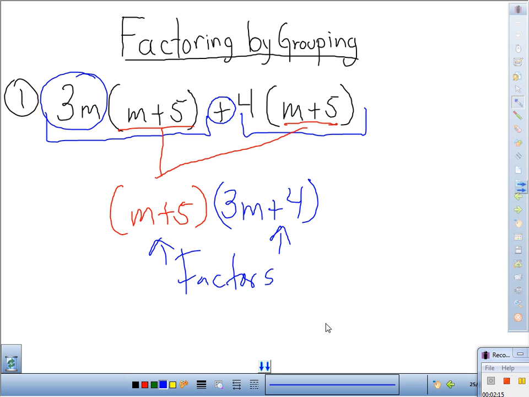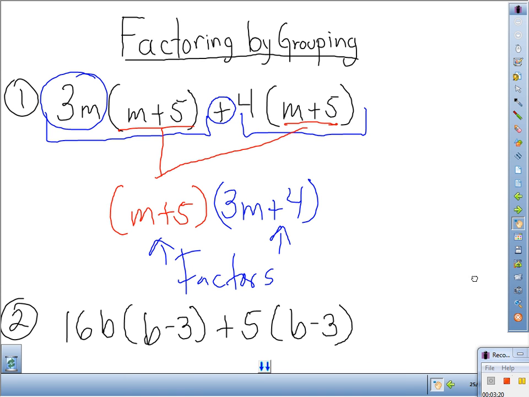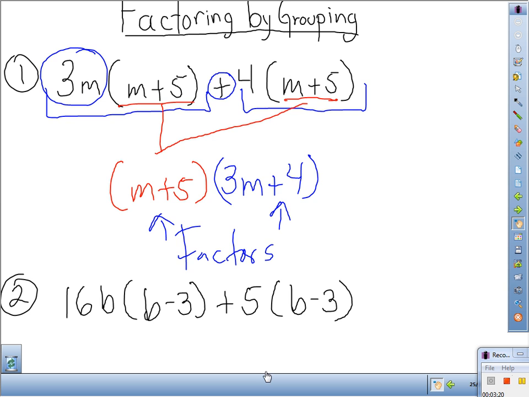All right. So with that process, let's see if you can do this next one by yourself. Number 2. We got 16b, open parentheses, b minus 3, close parentheses, plus 5, open parentheses, b minus 3, close parentheses. Go. 30 seconds.